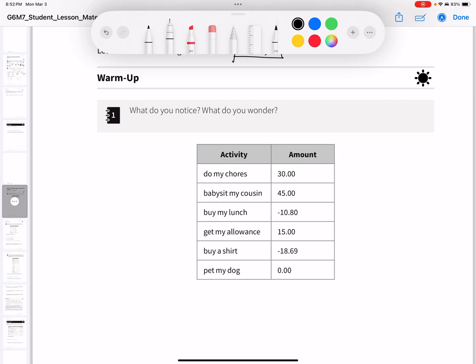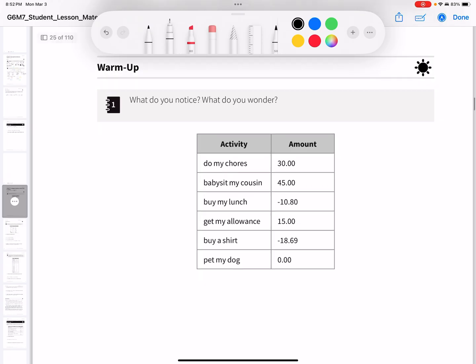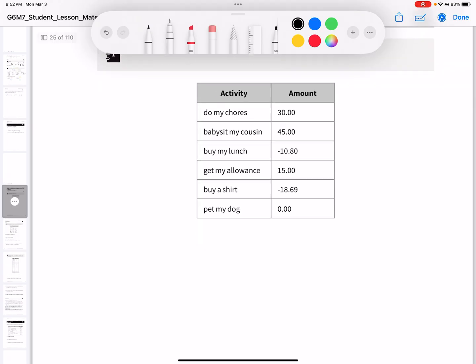What do you wonder? So you have an activity, you do your chores, and the amount is $30. You babysit your cousin, you get $45. You buy lunch, it's negative $10.80. Get my allowance, it's $15. Buy a shirt, it's negative $18.69. Pet my dog, costs you nothing. You don't get anything, but you don't lose any money, right? It's free. So this means free.